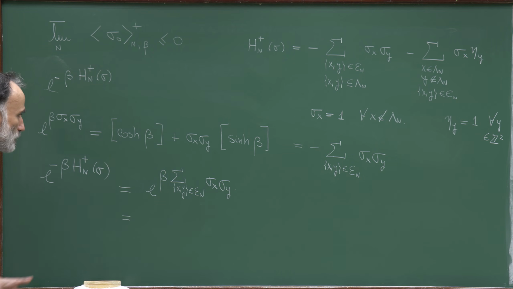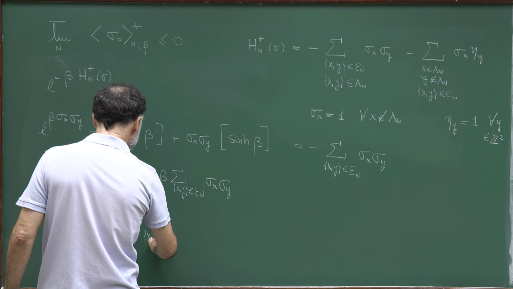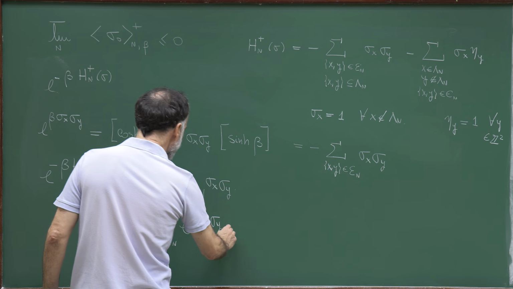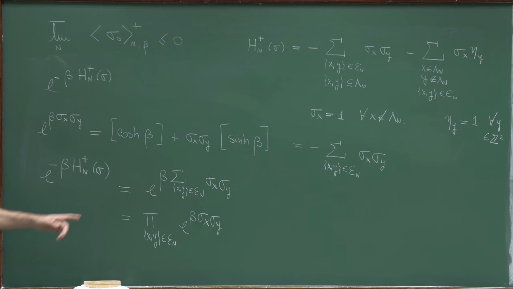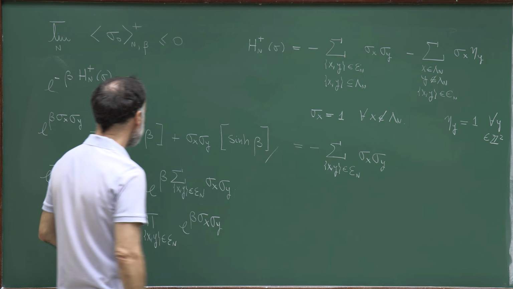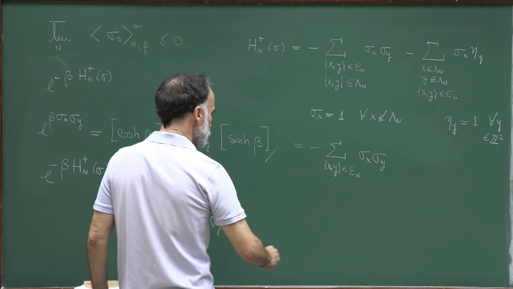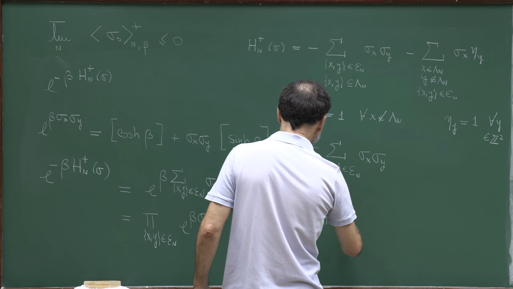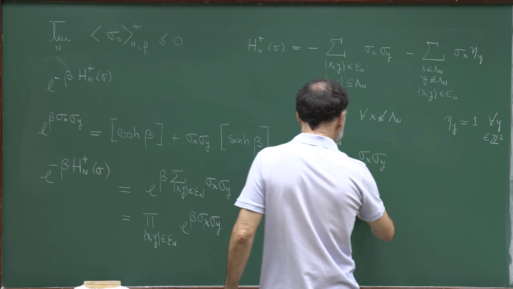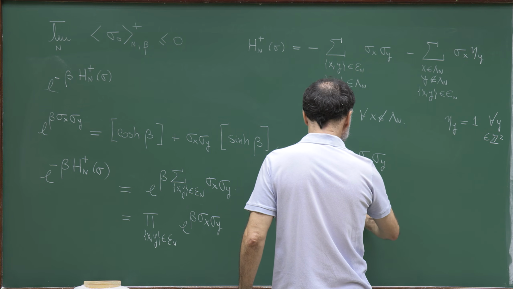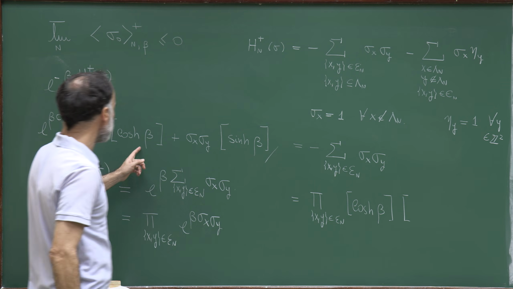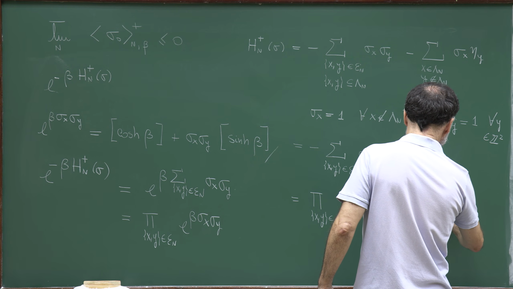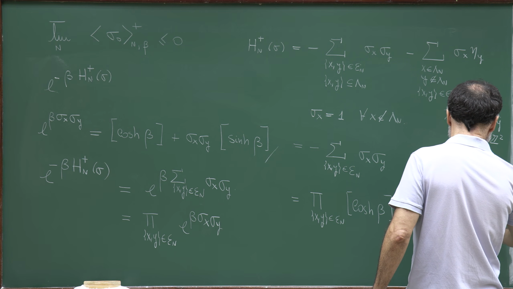And, well, I can write this as the product of xy in En of exponential beta sigma x, sigma y. And now I can use this identity, but on the right-hand side, I will divide that by the hyperbolic cosine of beta, and multiply that. So by doing that, what I get is the product for xy in En of the hyperbolic cosine of beta, and then when I divide by the hyperbolic cosine, what I get is 1 plus sigma x sigma y times the hyperbolic tangent of beta.